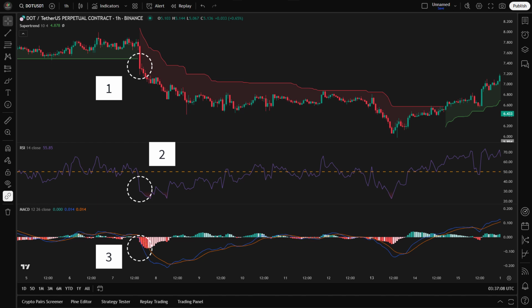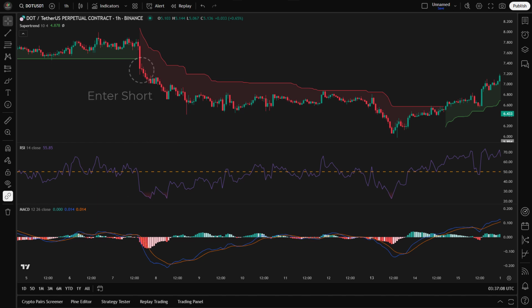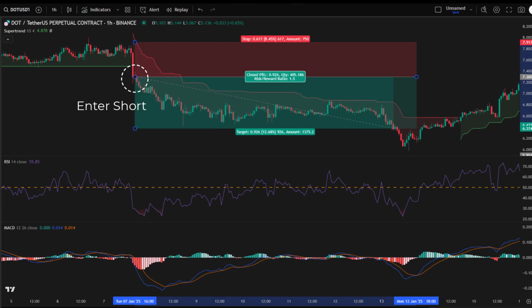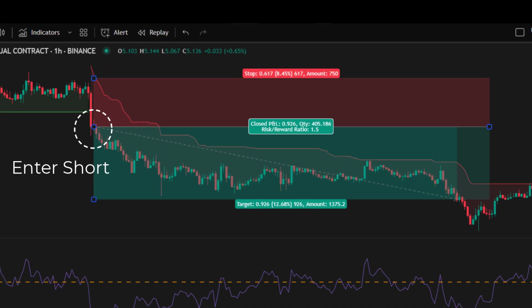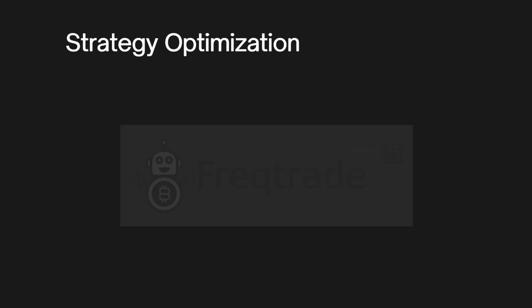Once these conditions are confirmed, we'll look to enter the short trade on the following candle. To protect the trade, we place a stop loss just above the most recent swing high. For the take profit, we stick with a 1.5 to 1 risk-reward ratio. If price drops and a candle closes below that take profit level, we exit the position and lock in the win.